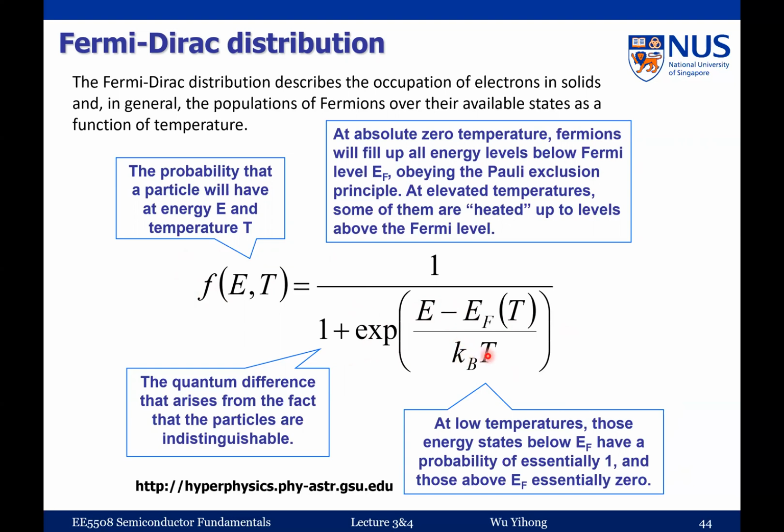However, when T approaches 0, if E is greater than EF, then this will approach infinity, and eventually the probability will be 0. So this means that you have a very well-defined, very sharp Fermi surface, right? At all other temperatures, this term will be finite, a positive number, and the denominator is more than 1.